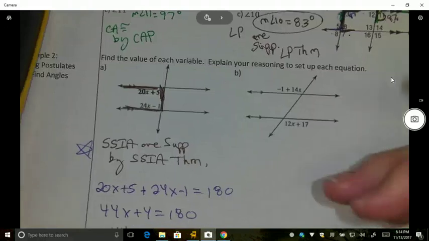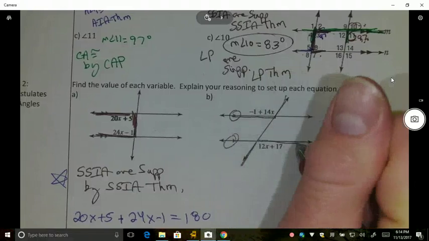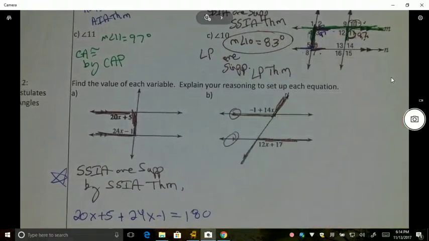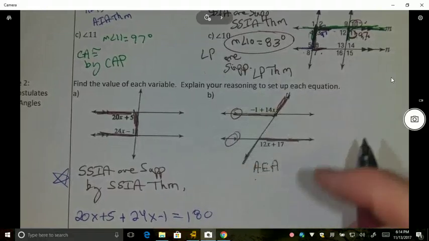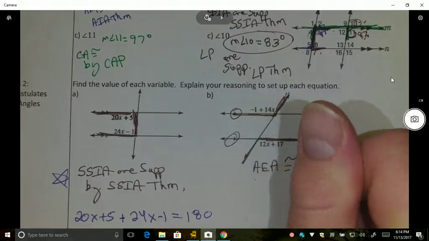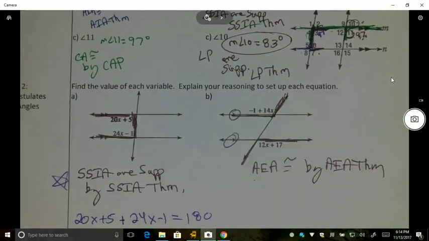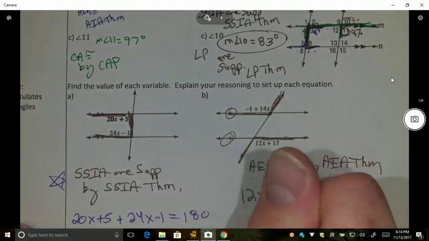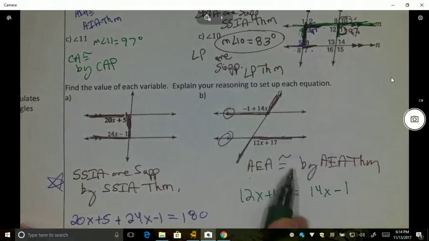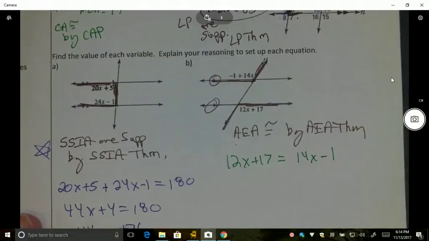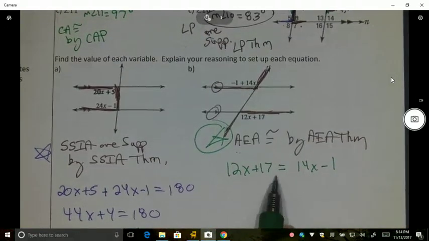For letter B, look at the types of angles they are. Think about, hey, look, we have parallel lines, so something's going to be true about those angles. Hopefully you identified them correctly as alternate exterior angles. And alternate exterior angles, when we have parallel lines, will be congruent by the alternate exterior angle theorem. So we can now say that 12x plus 17 equals 14x minus 1, or negative 1 plus 14x. This isn't a proof, so I just needed my first statement with a reason why to set up my equation.